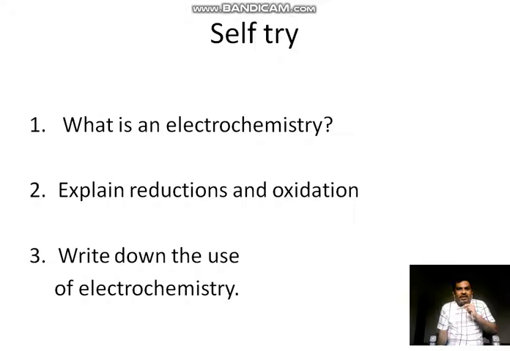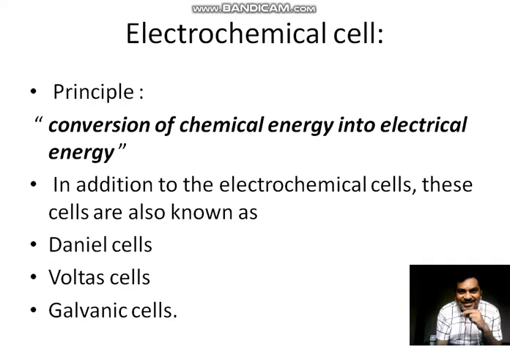What is electrochemistry? The chemistry in which electricity is involved is known as electrochemistry. Explain reduction and oxidation. What is reduction? That which accepts electrons is called reduction. And what is oxidation? That which gives electrons. Write down the use of electrochemistry. Simple: electrochemistry is used to produce electricity.